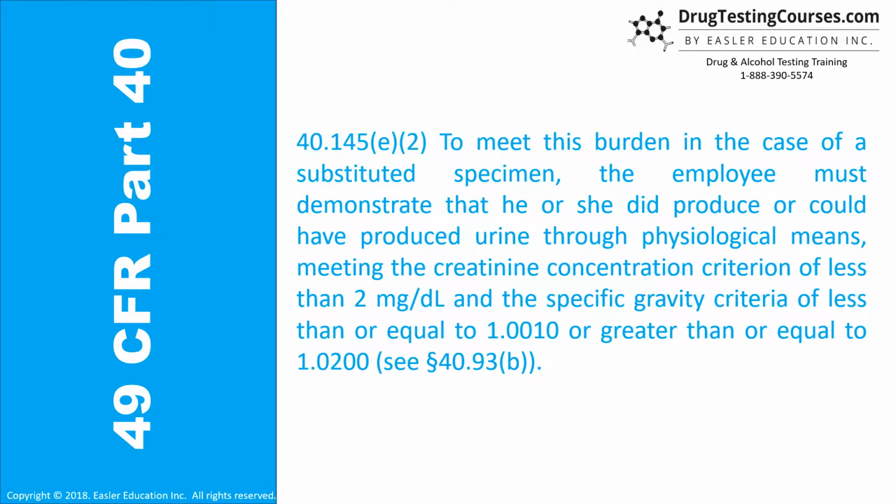40.145(e)(2). To meet this burden in the case of a substituted specimen, the employee must demonstrate that he or she did produce or could have produced urine through physiological means, meeting the creatinine concentration criterion of less than 2 milligrams per deciliter and the specific gravity criteria of less than or equal to 1.0010 or greater than or equal to 1.0200. See section 40.93(b).